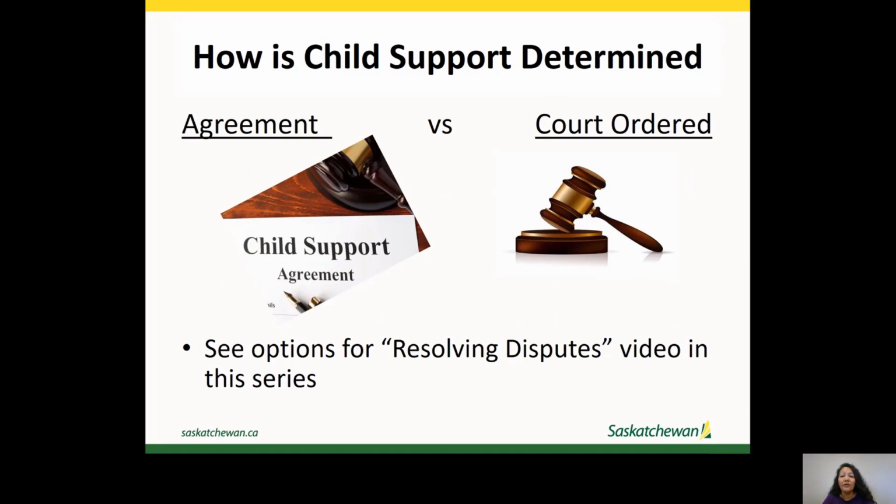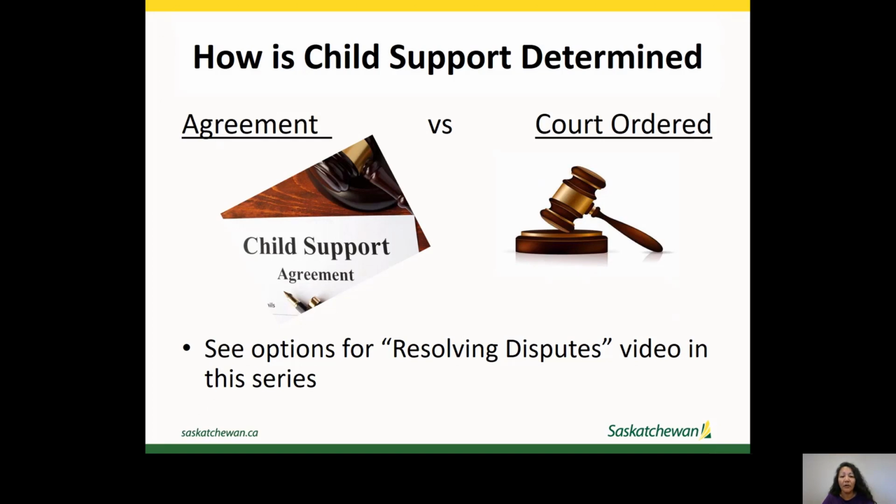Parents can determine how to pay on their own using the guidelines, and this amount can be put into a child support agreement. It is better for children if the parents cooperate for the sake of their children. See the options for resolving disputes video for more information about what services can help parties come to an agreement about child support. If parents cannot agree how much to pay, either party can apply to court, and the court will use the guidelines. Parents usually have more conflict and lose control over decision-making when they go to court. Going to court can be expensive and stressful, so it is best when parents can decide on their own.